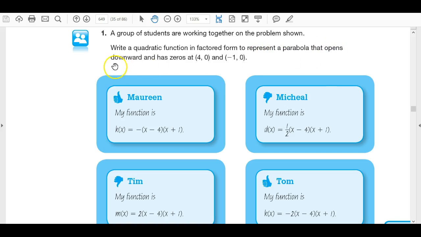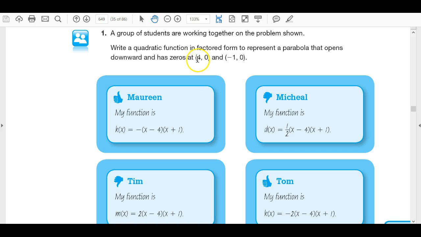First of all, if it opens downwards, that means the parabola is going to be facing down. That means it's going to have a negative number in the a position. And this is the a position right here, where we have 1/2, and here we have a negative sign, which means negative 1. So if it's opening downward, it has to have a negative number there.